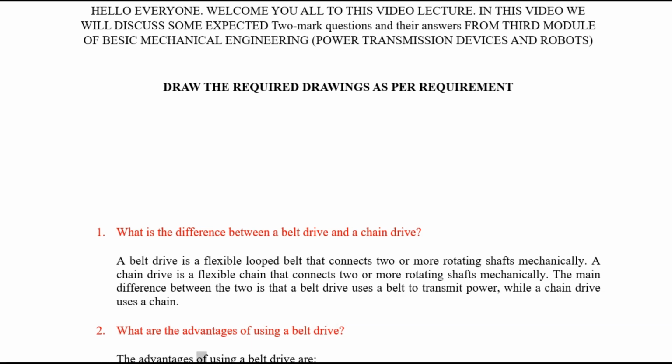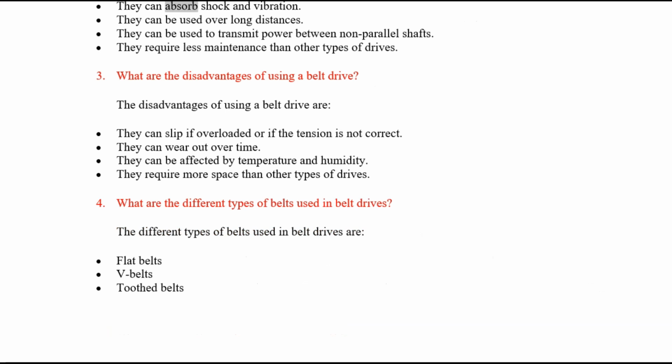What are the advantages of using a belt drive? The advantages of using a belt drive are: they are quiet and smooth in operation. They can absorb shock and vibration. They can be used over long distances. They can be used to transmit power between non-parallel shafts. They require less maintenance than other types of drives.